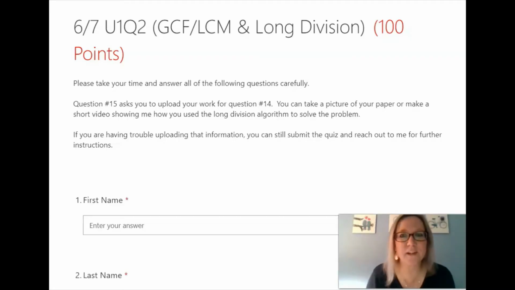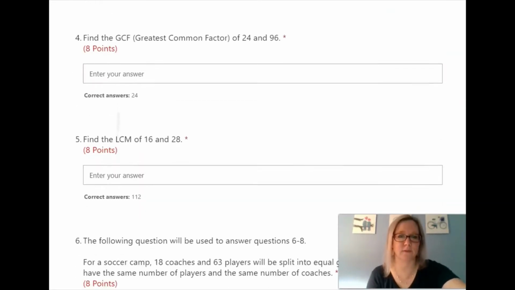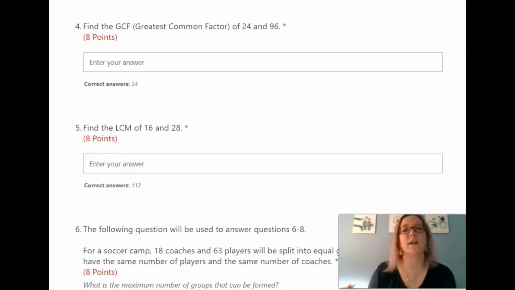Hey everybody, we're going to go ahead and take a look at the quiz that you guys just took on greatest common factor, least common multiple, and long division. Okay, so the very first problem that you had was, let's see, problem number 4. Find the greatest common factor of 24 and 96.